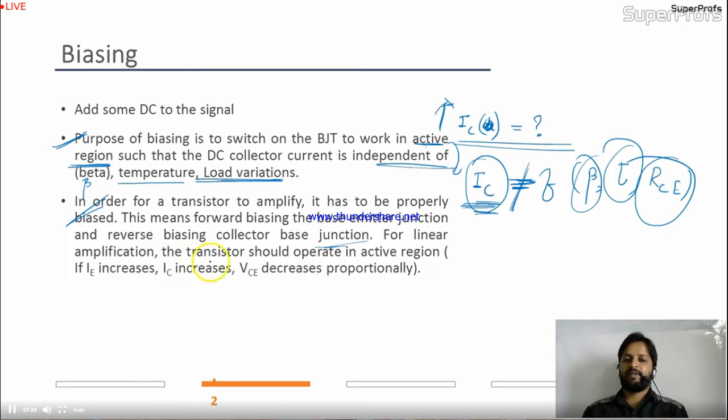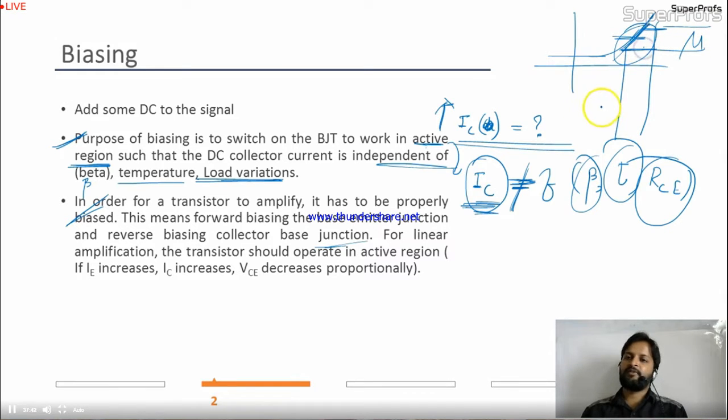For linear amplification, the transistor should operate in the active region. I told you, we discussed this. We'll choose the linear region to work in. The transistor should work in this region only, so you'll have better amplification. In this region only you have to apply the input, that's why you have to shift it. So your input will come to this input mapping, right? Your input will be mapped at the output same as input. So for linear amplification, the transistor should operate in the active region.